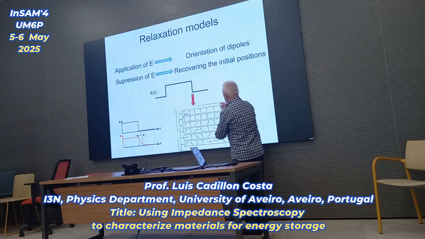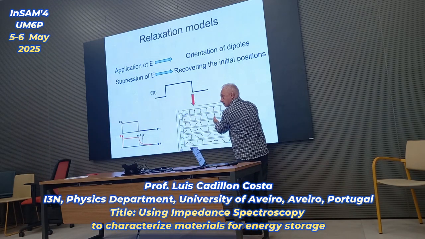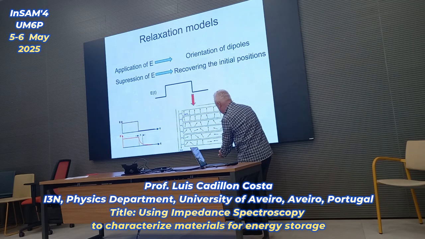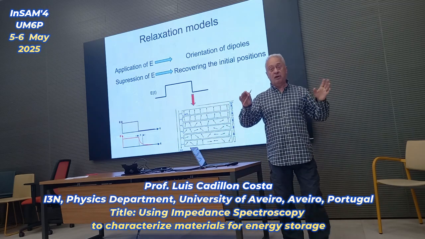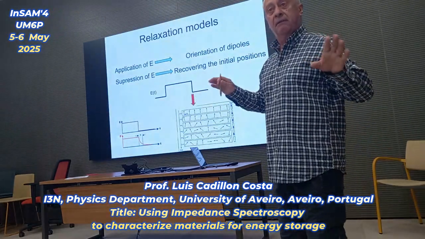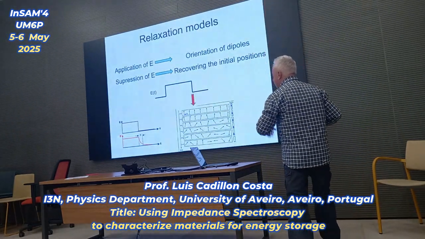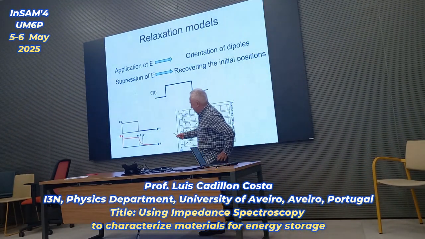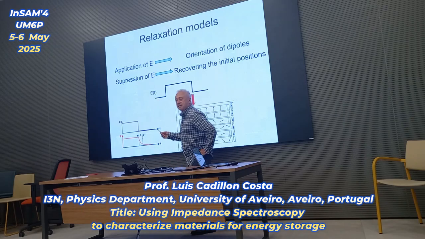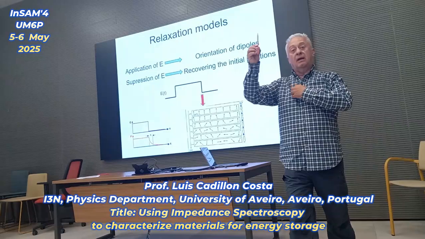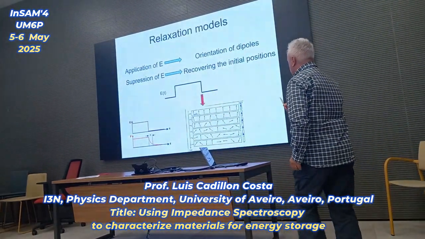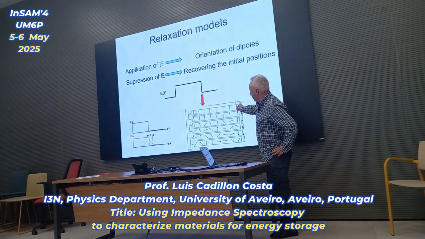All of them are like that, then they start rotating, rotating. They are randomly oriented, and at the end it's 0. This is a function that we call polarization. The polarization is, more or less, the number of dipoles that are aligned with the electric field. So here, the polarization is maximum.